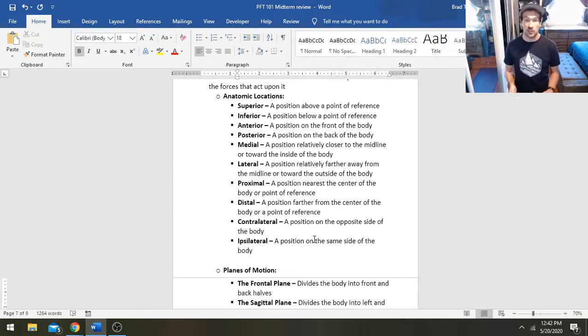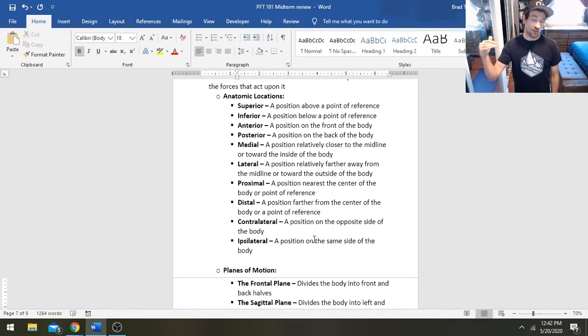So we need a term for the body when it's at a resting position. So we have the anatomic position, which is the body standing erect with toes pointing forward at hip width apart, with palms facing forward and arms at your sides, right? That's the anatomic position. All of our anatomic locations are in reference to the anatomic position. So if I said something is superior to something else, it's because that's how it is when the body is at rest. If the body's laying down, it doesn't matter.